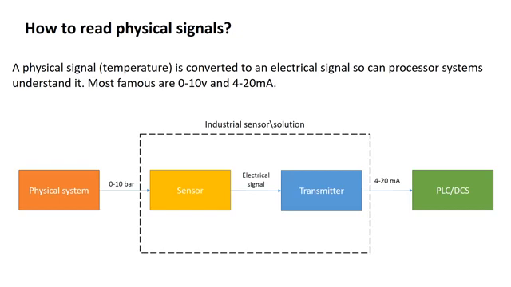The physical signal, such as a temperature, comes from the physical system itself in the field. For example, 0 to 10 bar or temperature signal into a sensor. It gives an electrical signal or a resistance, and then a transmitter converts this signal to 4 to 20 milliamps or 0 to 10 volts or any other electrical signal to the PLC or DCS.